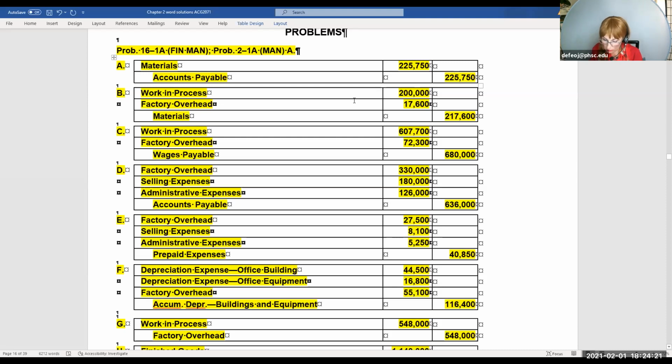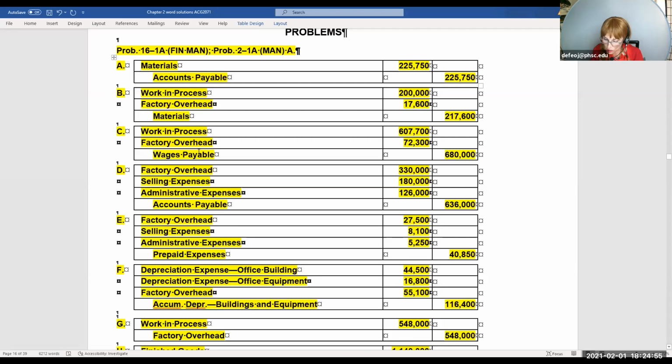Now C, factory labor used was 680,000, of which 72,000 was indirect. So indirect in a factory is what they call factory overhead. The foreman, the guy who operates the machines or takes care of the machines. So we're going to debit work in process for 607,700, and factory overhead they told us was 72,300. That's how they got this number. They just subtracted this from this.